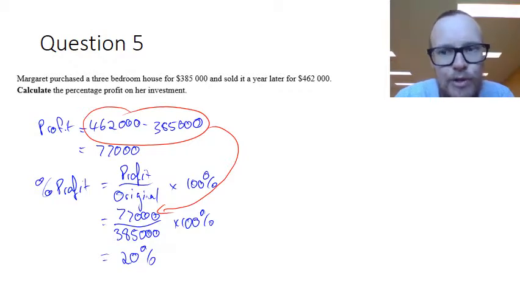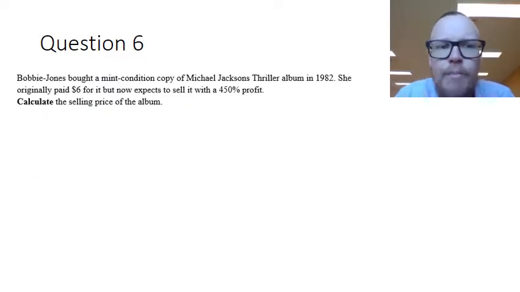So if you want to do it in slightly less working, you can do it that way, but there are a couple of students who did make an error on this one, so make sure that you review profit carefully. Bobby Jones bought a mint condition copy of Michael Jackson's Thriller. She originally paid $6 for it and expects to sell it with 450% profit. The majority of students got this question wrong because they misread the question.